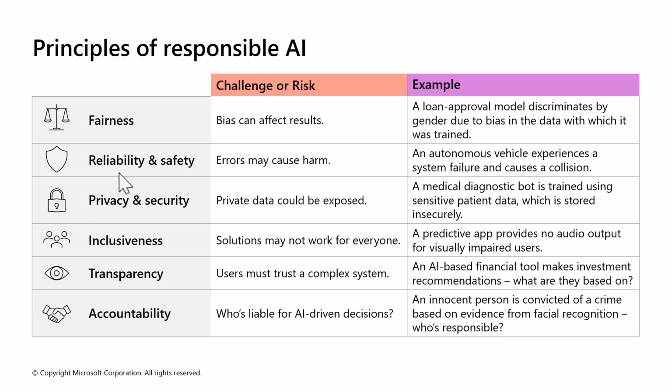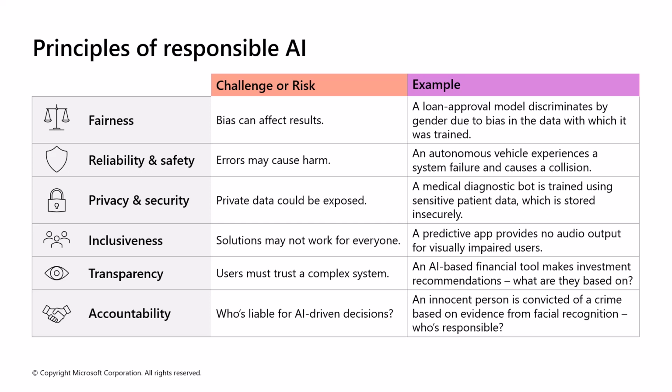So some of the things, in terms of challenges or risks: error may cause harm. For autonomous vehicles, experiences of system failure can actually cause a collision. So when you have self-driving cars, for example, the next one is privacy and security.